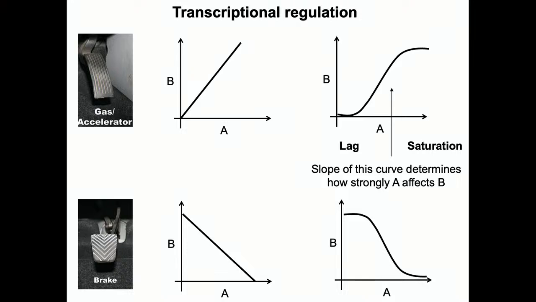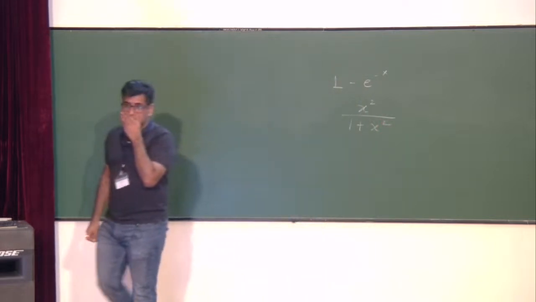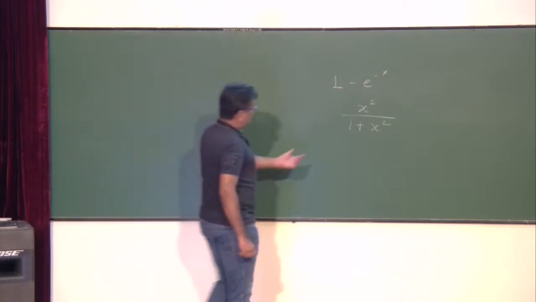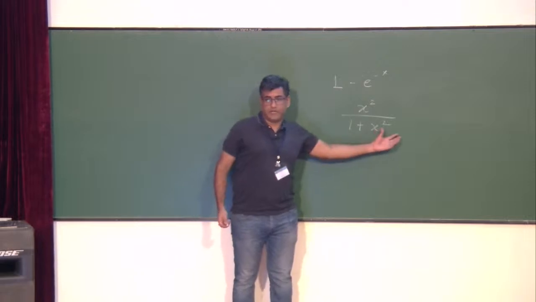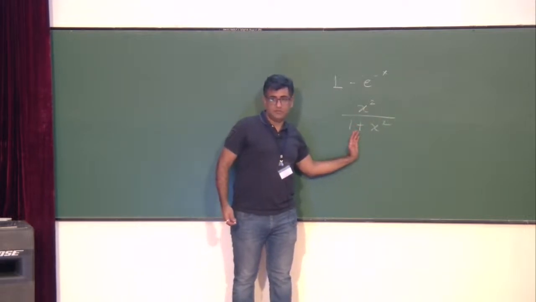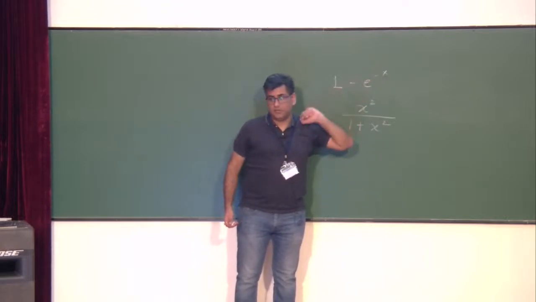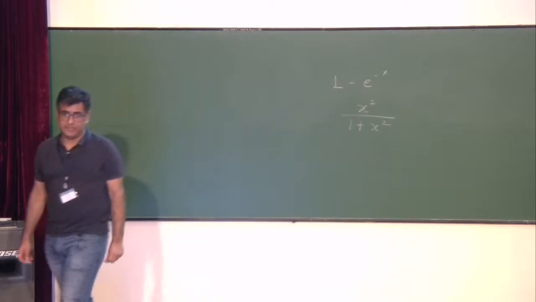Okay. How about something like x square over 1 plus x square? Would this fit the top? Well, what happens at very low levels of x? What is the value of this function? 0. At very high levels of x, what is the value of the function? 1, right? And then in between you would see a sigmoidal increase. Why sigmoidal? Because there's this clear non-linearity which is present here, right?